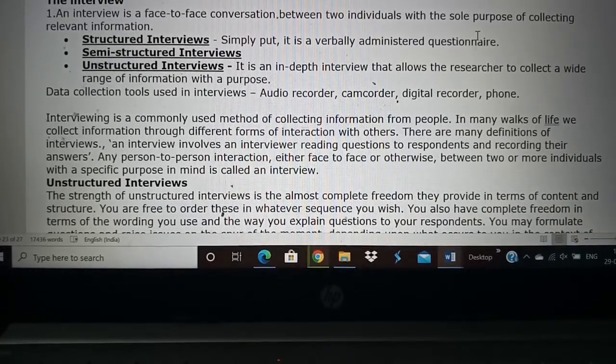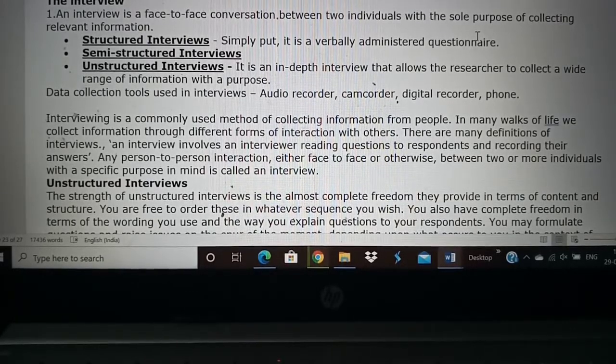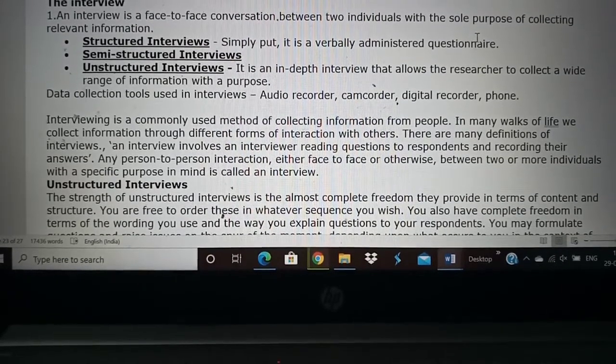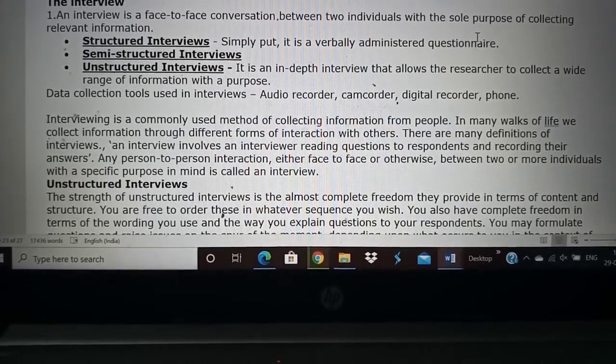Okay, so how can we collect data using interviews? You can use an audio recorder, you can use a camcorder, you can use a digital recorder, you can even use your phone for recording the interview. Okay, so interviews can be recorded so that you can play it back and write it down and use it in your data.